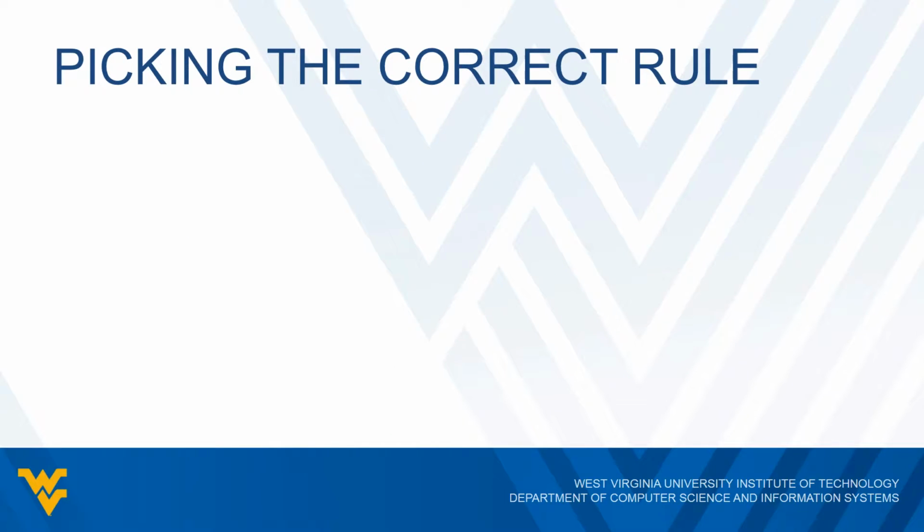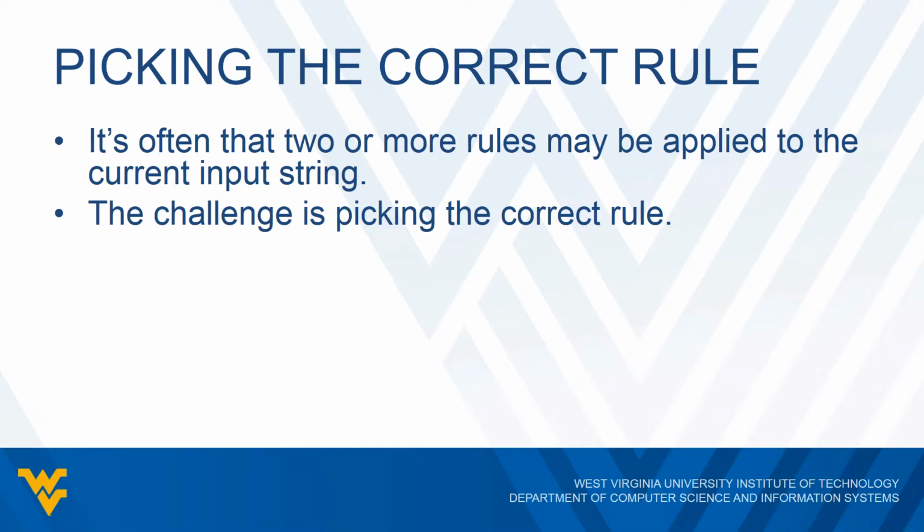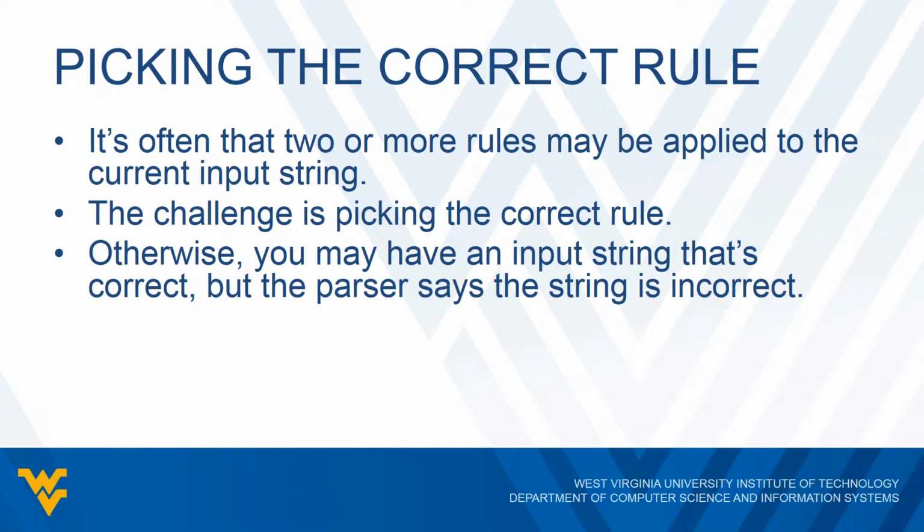Now, in our last example, we just picked the correct rules from the get-go and we were fine. But it's very common to have 2 or more rules that we can apply to the current input string. And it's the challenge of the parser to pick the correct rule, because if we don't pick the right one, then we may have an input statement that is technically correct, but the parser would say that no, this is not a valid statement. So how do we go about doing that?